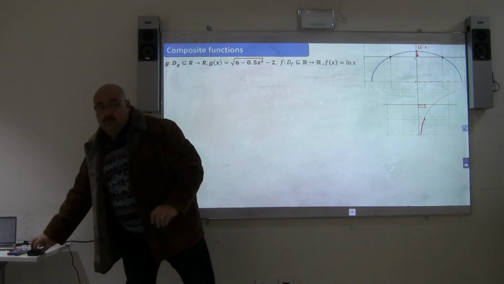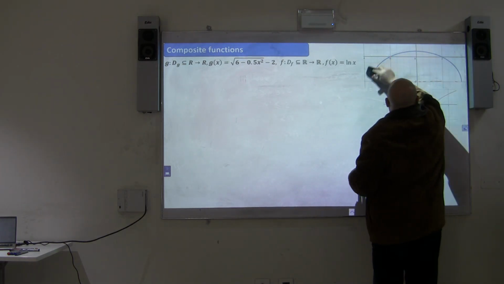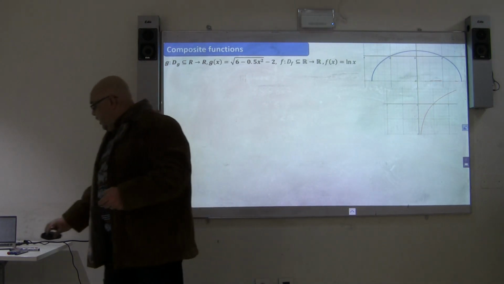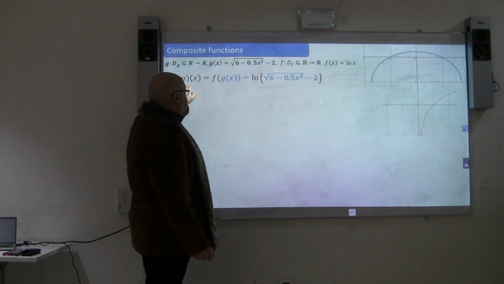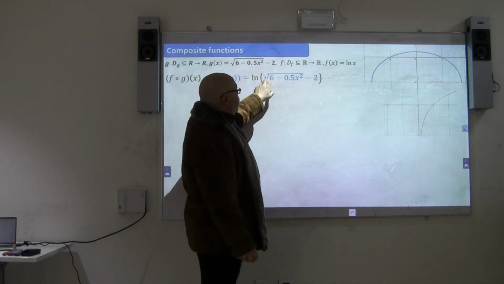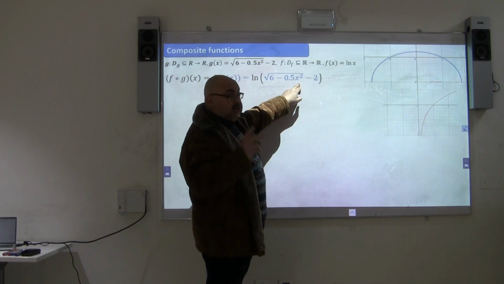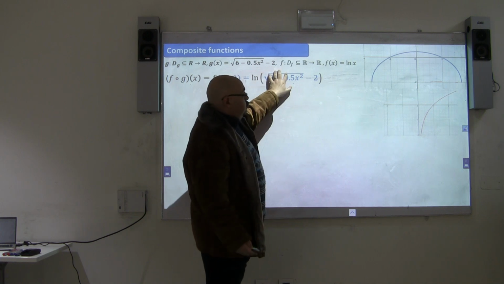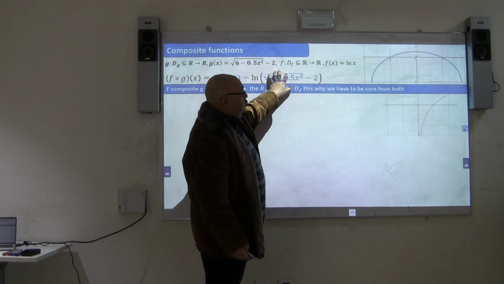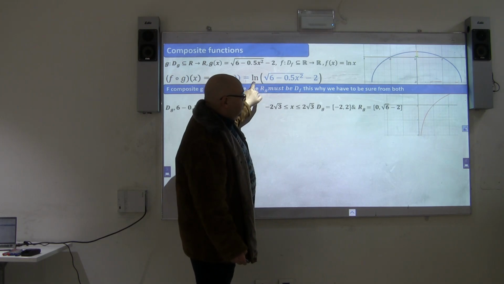So, if I want to do it step by step once more, this is g, and that's f of x. The second step, getting f composite g, sometimes I call it f after g. It's going to be ln of the root of 6 minus 0.5 x squared minus 2. This is why I will have to satisfy both the condition of the inside function and the outer function. The inside function domain is running from -2 to +2. And the outside will eliminate -2 and 2 from your suggestion.